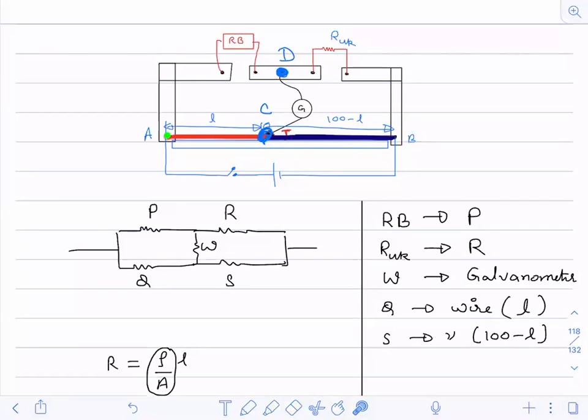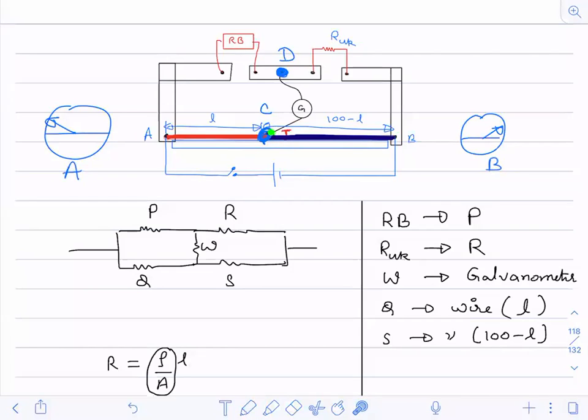If you put the jockey at A, the galvanometer may deflect at this end. If you are at the other end, the galvanometer will point at that end. Understood? So this is A and this is B. Now somewhere in between, it depends upon what values of resistances you have chosen.